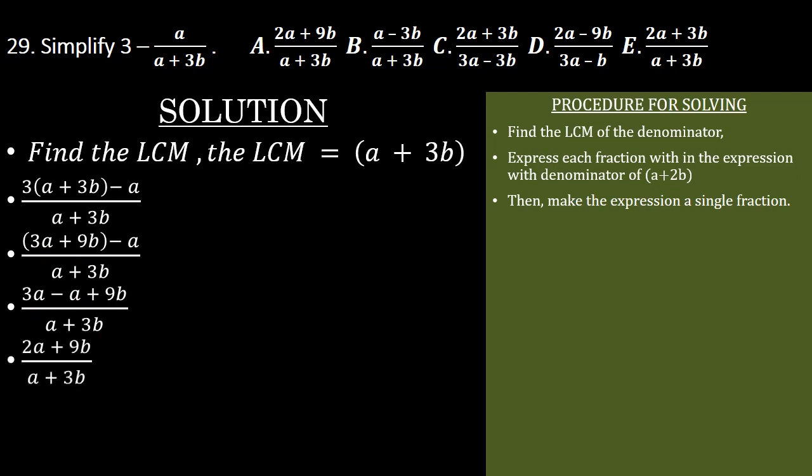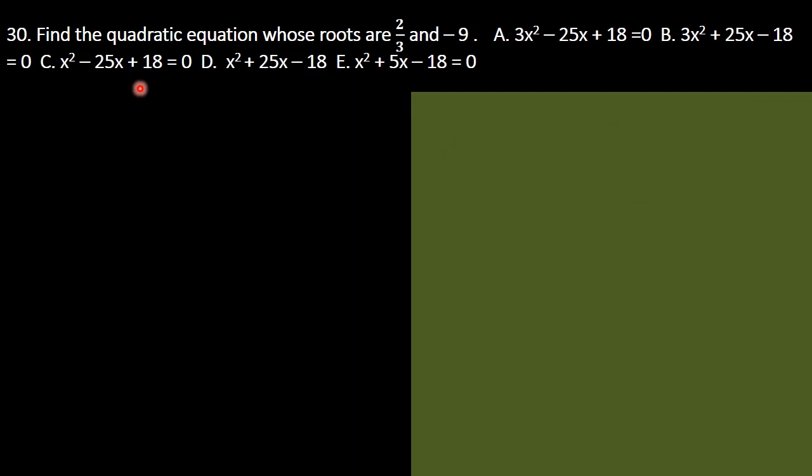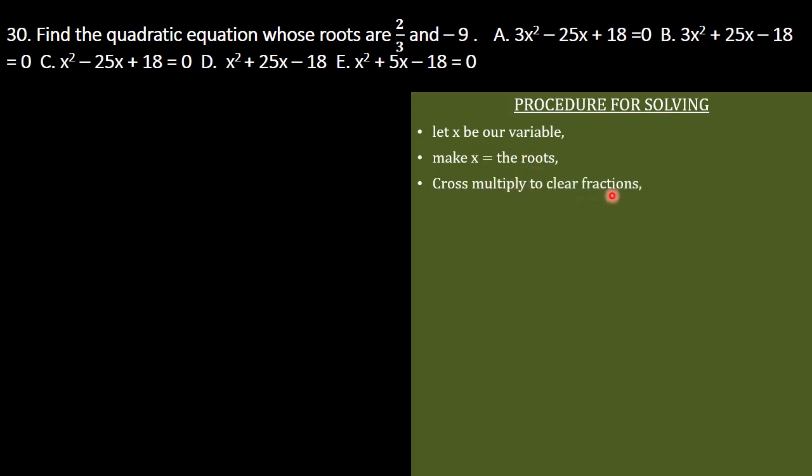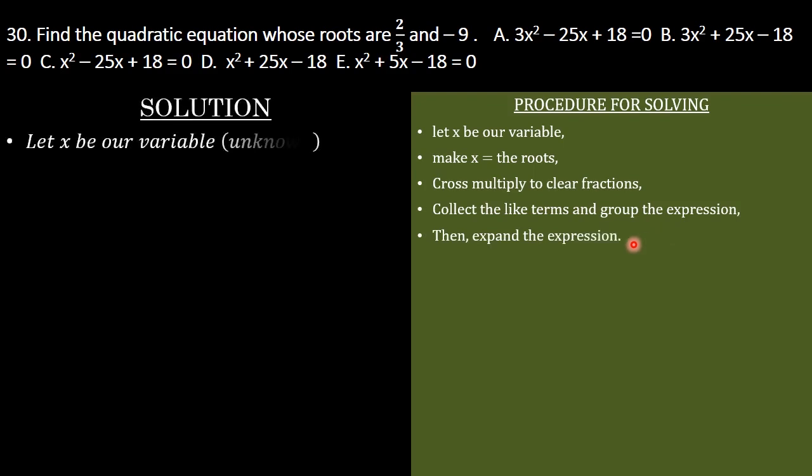Question 30. Find a quadratic equation whose roots are 2 over 3 and minus 9. Here is the procedure for solving this. Let x be our variable, then make x equal to the roots. Cross multiply to clear fractions, collect the like terms and group the expression, then expand the expression. Let's check the solution. Let x be our variable, that is the unknown value. x now is equal to, according to step 2, the roots, equal to 2 over 3, or x is equal to minus 9.